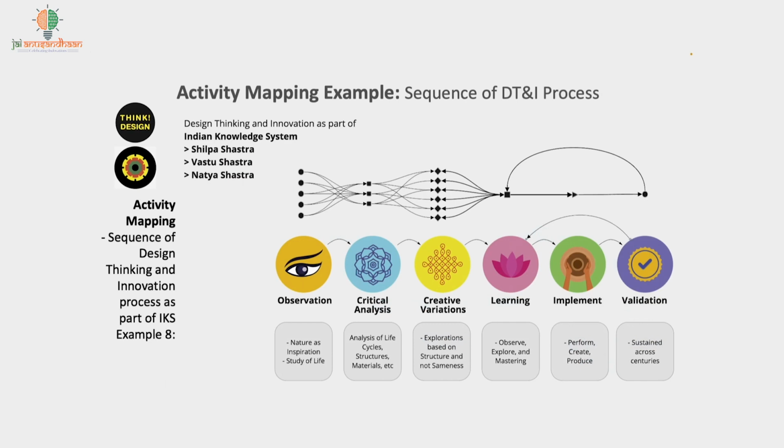If you remember the models of design thinking and innovation process with respect to Indian knowledge systems, we looked at the different phases. It goes from observations to critical analysis, creative variations, learnings, implementing and validation of it. If you look at it, it's nothing but an activity mapping, and at one glance it gives you the big picture of how Indian knowledge systems can be part of the design thinking and innovation process.